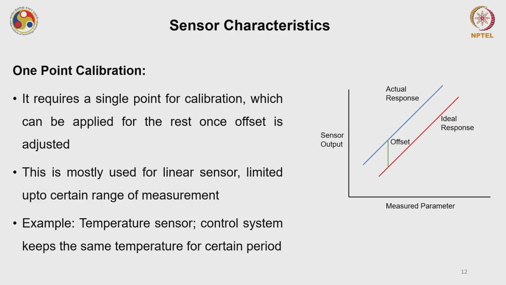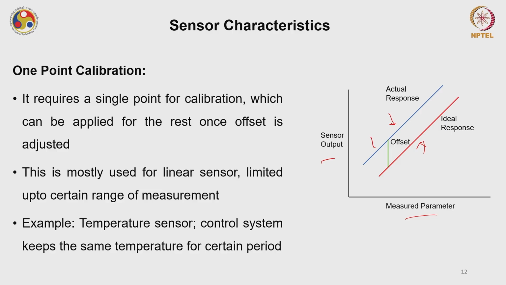Just have a look at the transfer function characteristic of a sensor. You have the sensor output versus the measured parameter. The blue line shows the actual response and the red line shows the ideal response. You already know the ideal response, and by measurement you have found the actual response. You are seeing that both are parallel. So for this kind of sensor, just 1 point is more than enough for calibration. I will just do the offset of this point, and my actual response and ideal response will overlap.